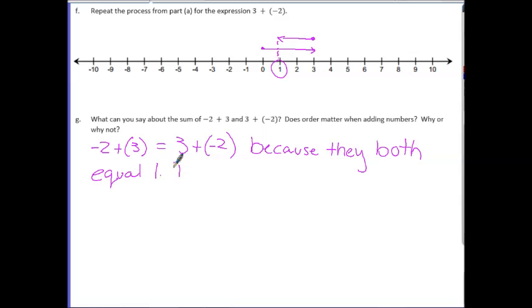And basically what we know is that the order doesn't matter because of a specific property, and that property is called the commutative property.